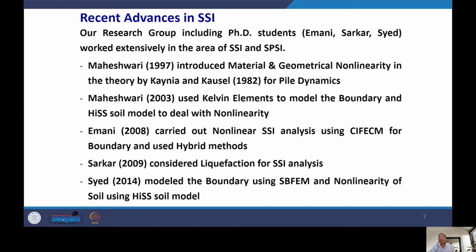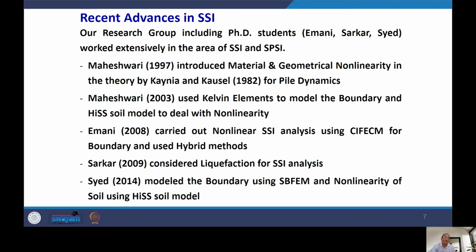The Kelvin elements have been used to model the boundary, and the HS model to deal with nonlinearity. Then Imani, the first PhD student, in 2008 carried out nonlinear SSI analysis using what is called CIFECM, that is consistent infinitesimal finite element cell method, for the boundary, and used hybrid methods. Then later in 2009, Sarkar considered liquefaction for SSI analysis, and recently in 2014, Saeed modeled the boundary using SPFM and nonlinearity of soil using the HS soil model.